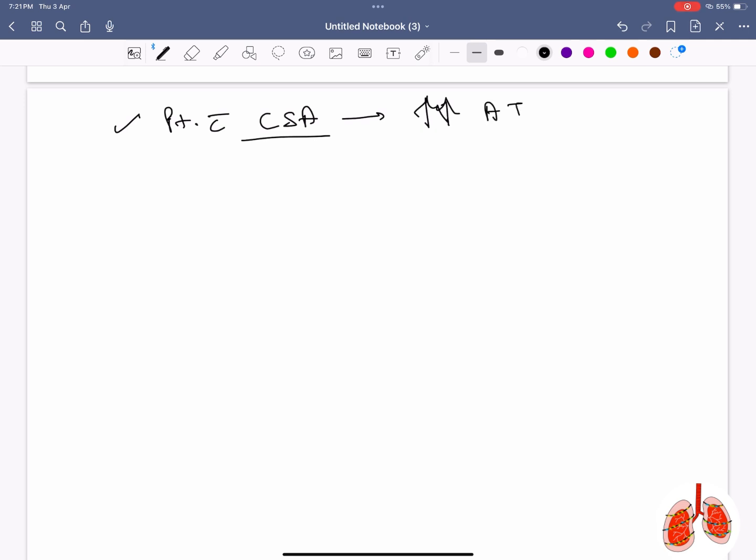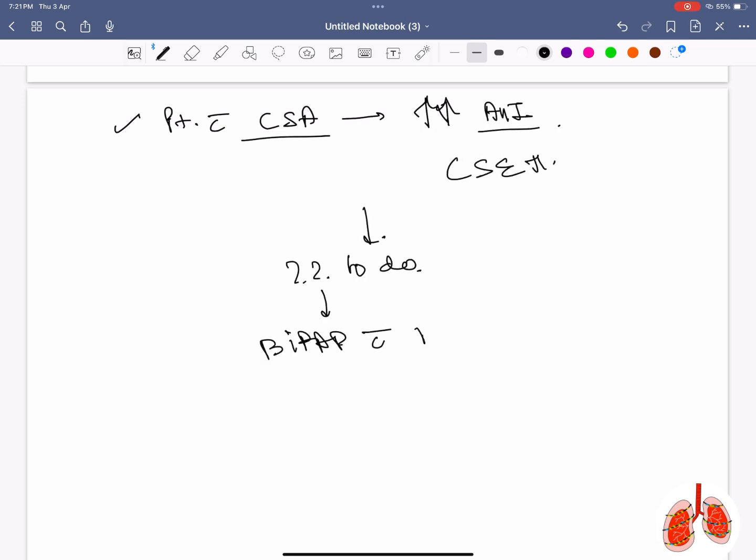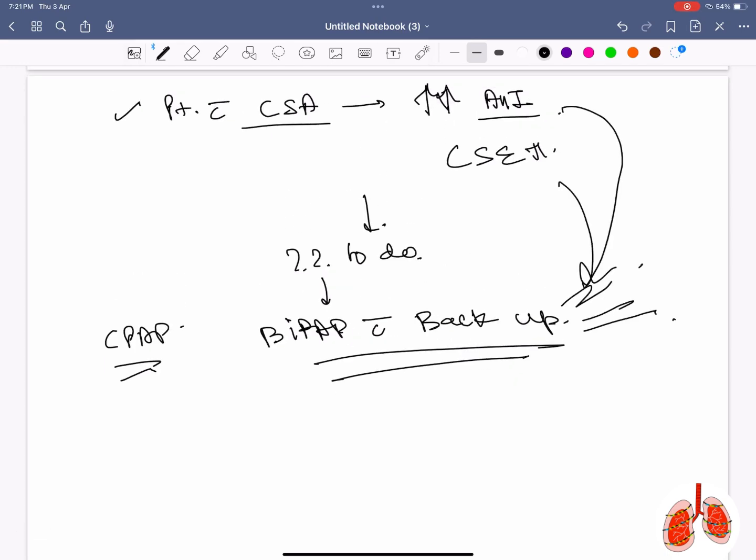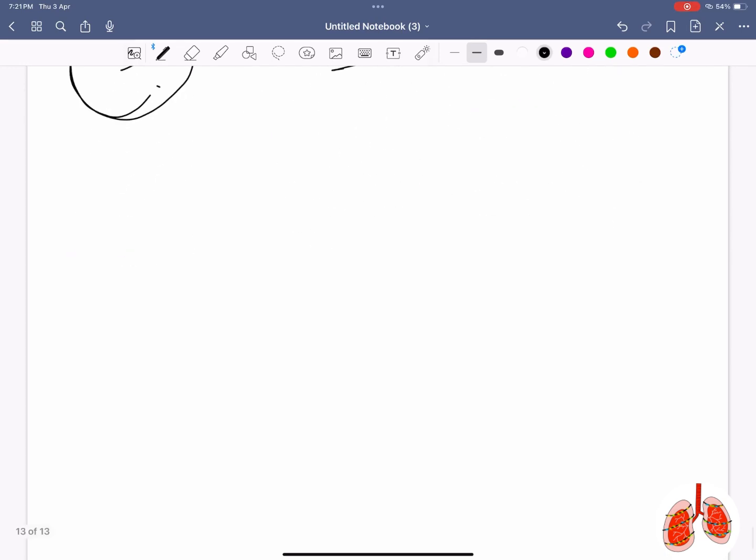Patient with central sleep apnea found to have high AHI, and the central sleep apnea events were very high in this patient. What to do in this patient? There is a table in Fishman which gives BiPAP with backup rate as an answer, but according to guidelines, the treatment of CSA is CPAP.